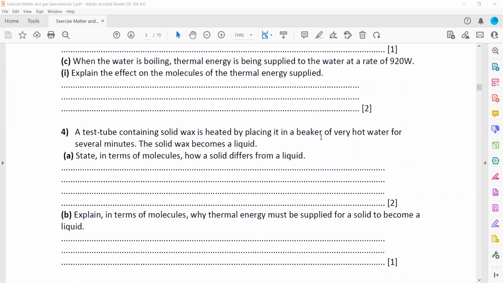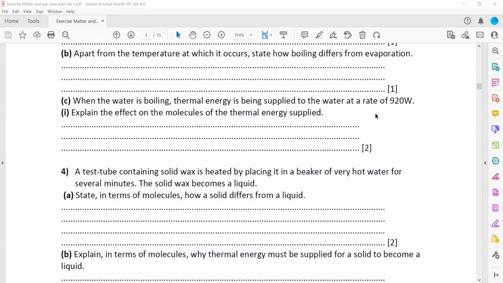When the water is boiling, the thermal energy is being supplied to the water at a rate of 920 watts. What is the meaning of 920 watts? 920 watts means we are supplying 920 joules every second to boil the water. Explain the effect on the molecules of the thermal energy being supplied.